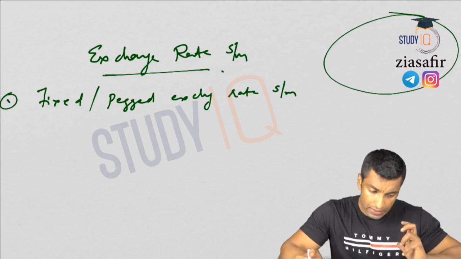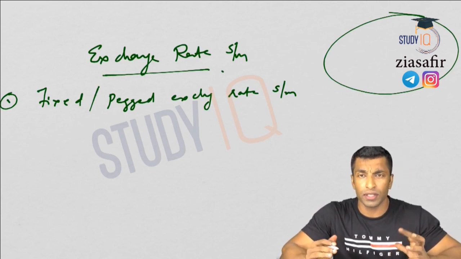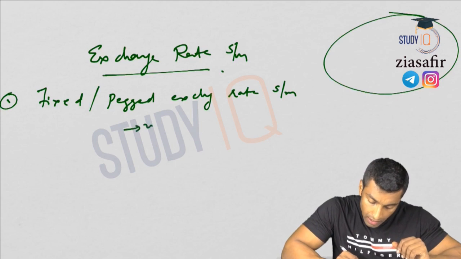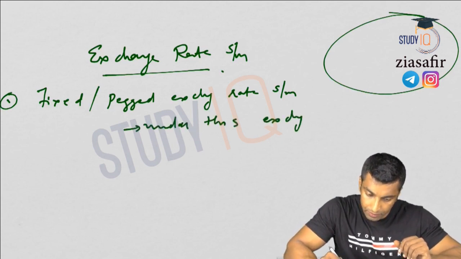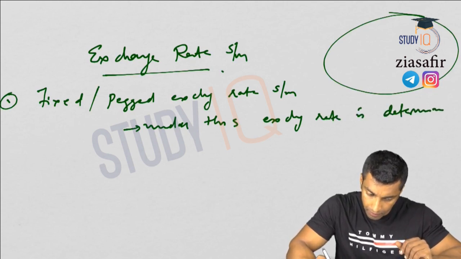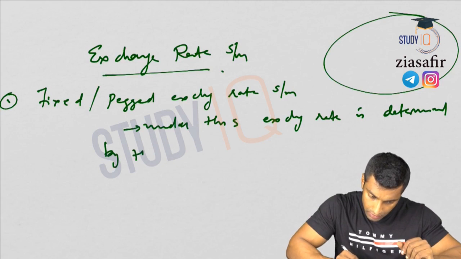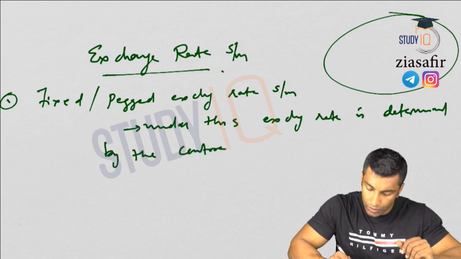So what do you mean by fixed exchange rate system? I'll write it down first and then I'll explain. Under this, exchange rate is determined by the central bank. So the exchange rate is actually fixed by the central bank.